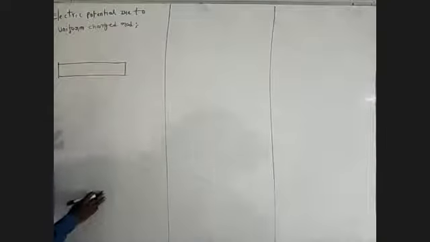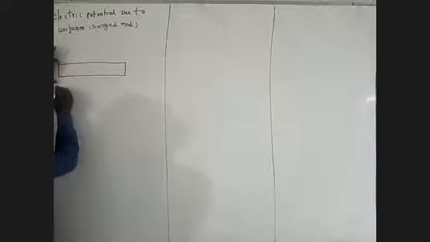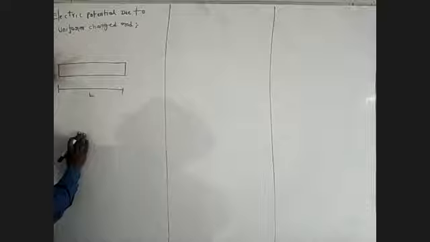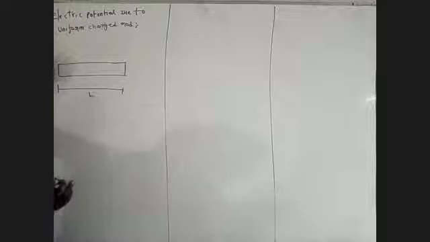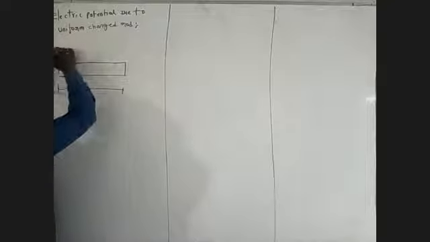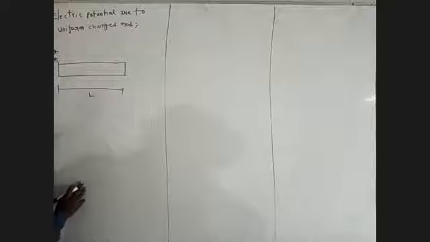This is a uniform rod. The length of the rod is L. Charge Q is uniformly distributed along the rod. That is the capital Q.